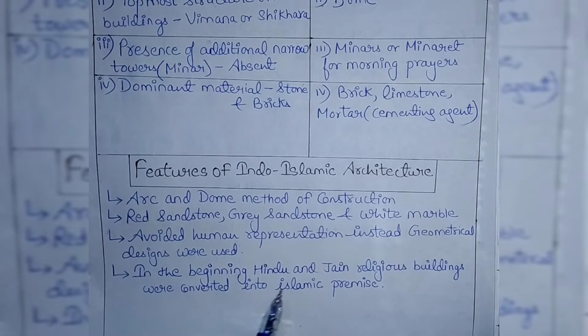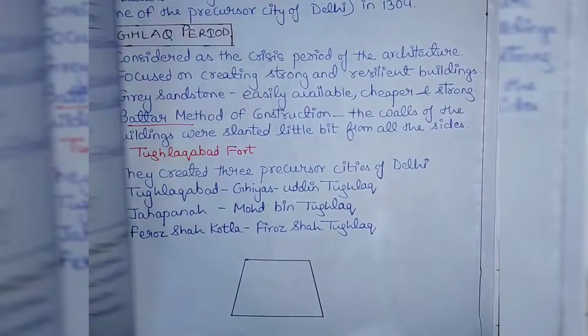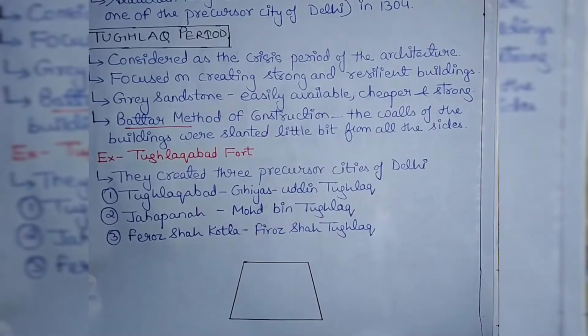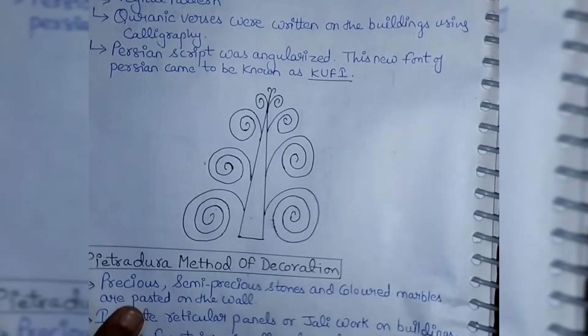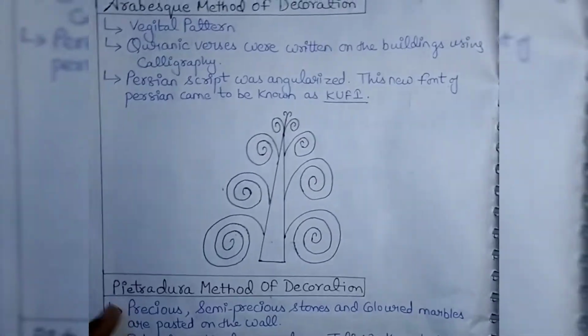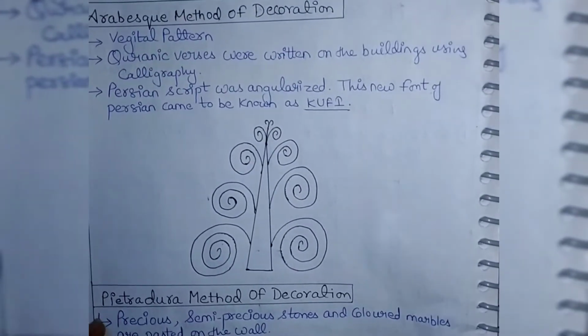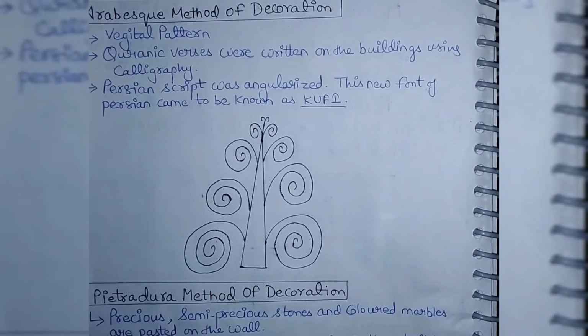Next, in the beginning, Hindu and Jain religious buildings were converted into Islamic premises. So Hindu and Jain buildings were turned into Islamic premises. Okay, so this was the feature of Indo-Islamic architecture. Next, we are going to talk about the arabesque method of decoration. So let's see what is the arabesque method of decoration.